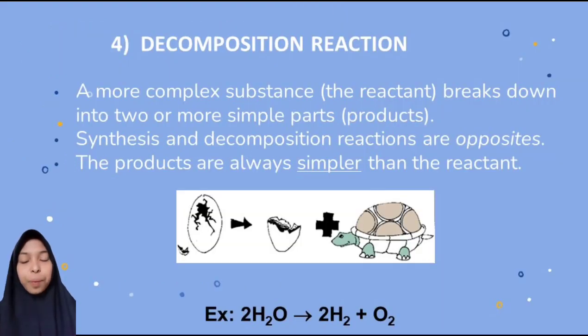Next, decomposition reaction. A decomposition reaction is when a more complex substance, or the reactant, breaks down into two or more simpler parts, or products. Synthesis and decomposition reactions are opposites. The products are always simpler than the reactant. An example of a decomposition reaction is hydrogen gas and oxygen gas react to form hydroxide ion.